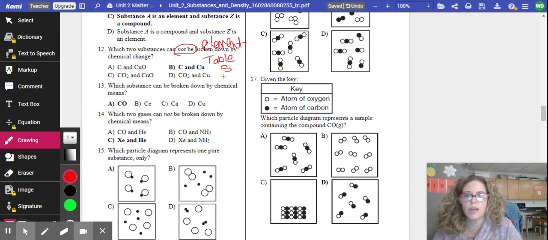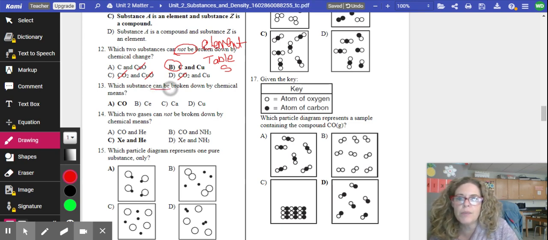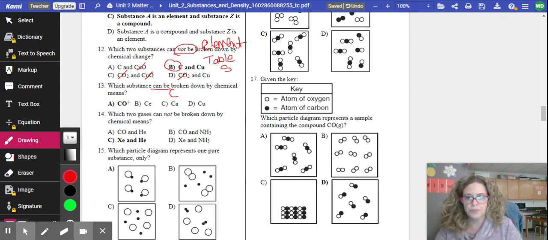So this is where your reference tables come in. I need Table S, and I need to make sure there is only one capital letter. So this is a compound, this is a compound, and a compound. Which one can be broken down? Now I'm looking for a compound, not an element, so I'm looking for more than one capital letter. Choice A is also not on Table S. This is on Table S, this is on Table S, this is on Table S.